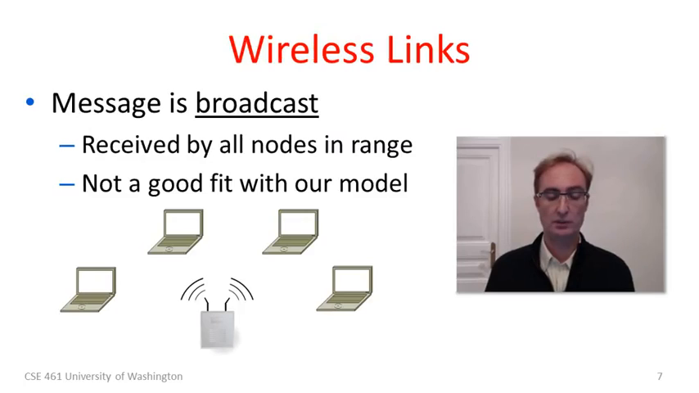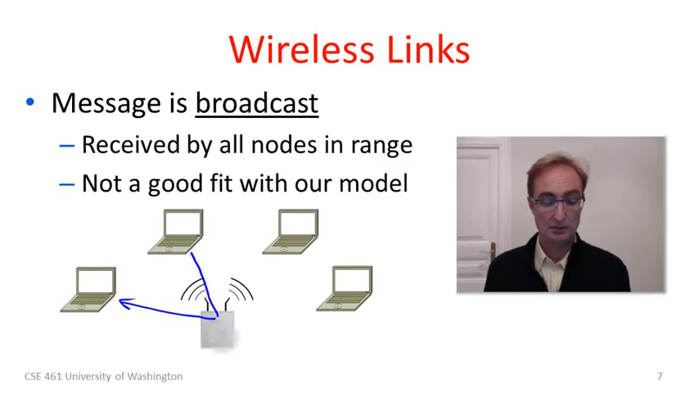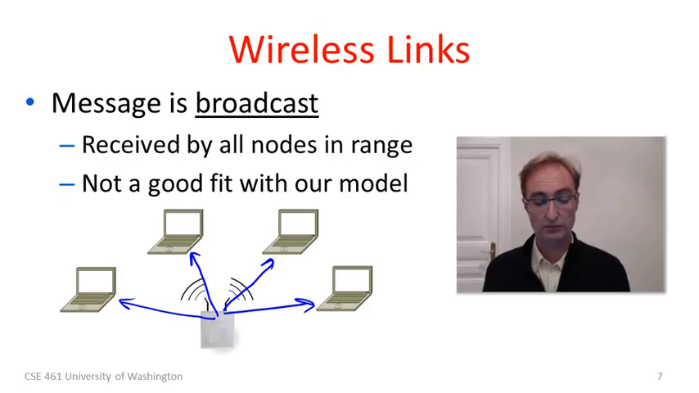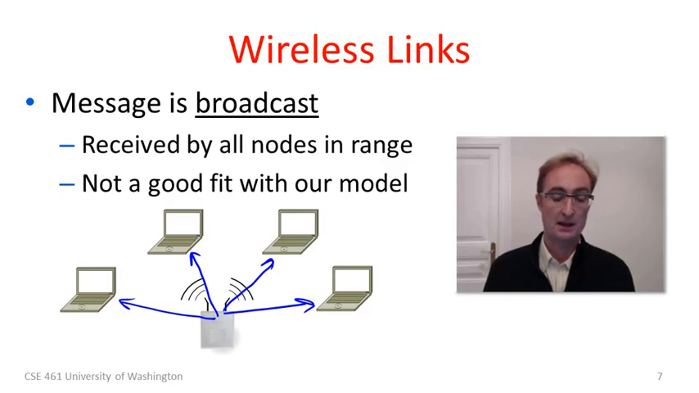Wireless links also represent a little bit of a problem for our model. Wireless links are examples of broadcast links in which a message, when it is sent, is received by every other node that's attached to the link. Here's an example. We have a wireless AP at the bottom of this figure and 4 nodes. When the AP sends a signal, it's broadcast out and it's simultaneously transmitted and received by all 4 nodes in this diagram, because those nodes were within range of the signal.